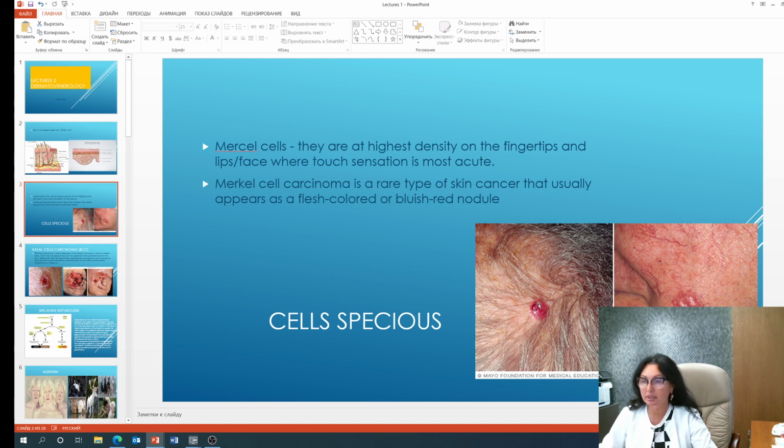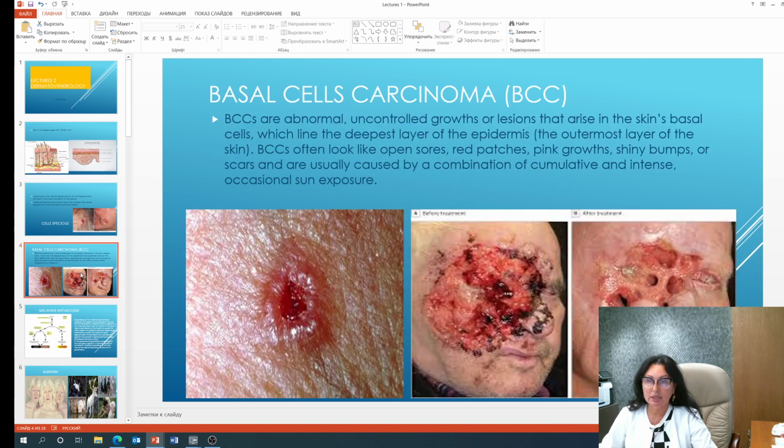Sometimes it's redness and violet color. Basal cell carcinoma. Basal cell carcinomas are abnormal, uncontrolled growths of lesions that arise in the skin's basal cells, which line the deepest layer of the epidermis, the outermost layer of the skin.